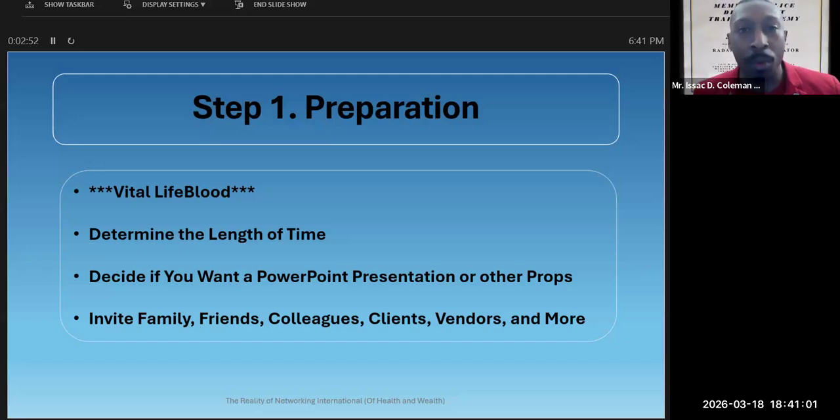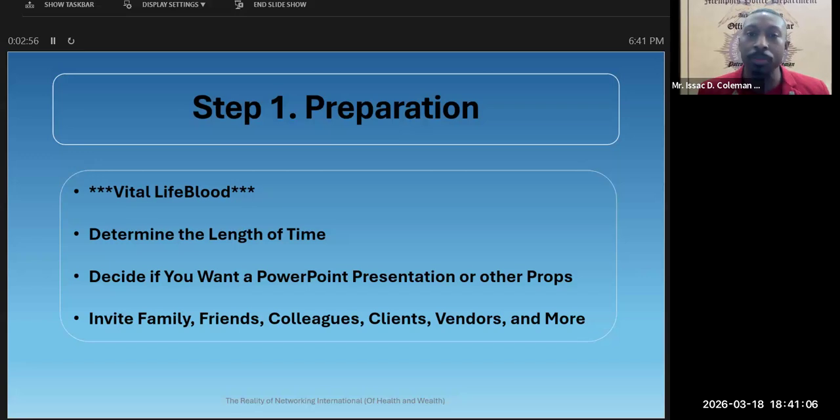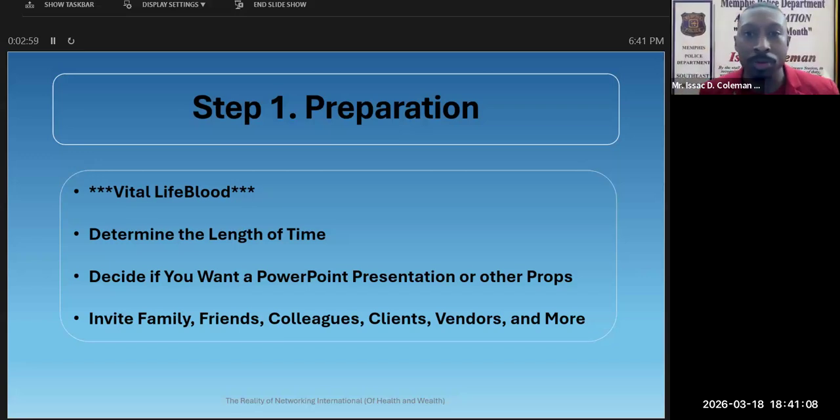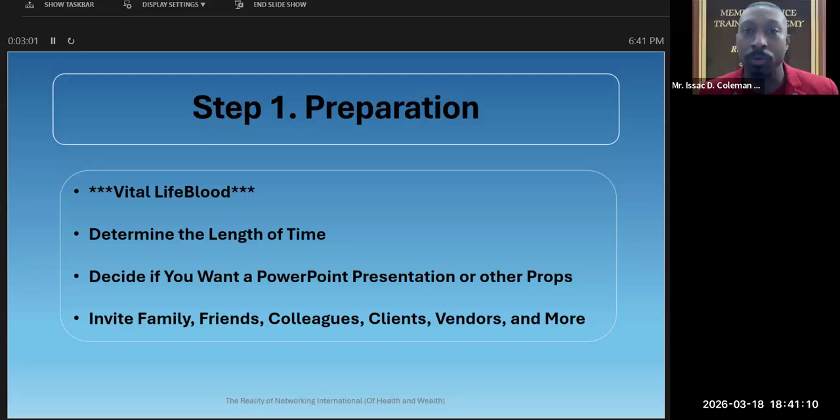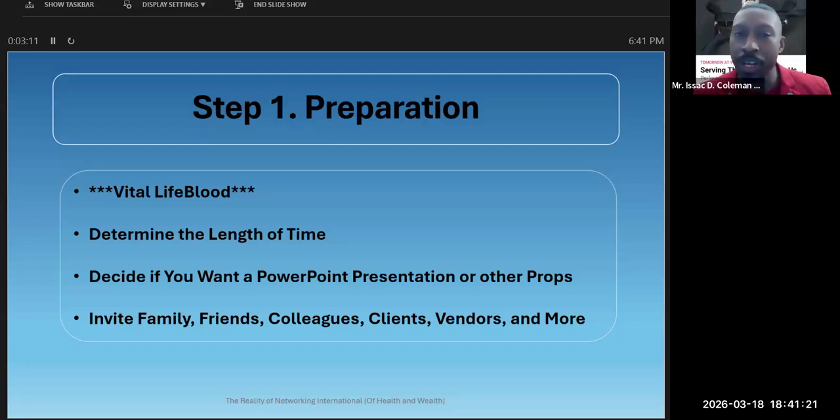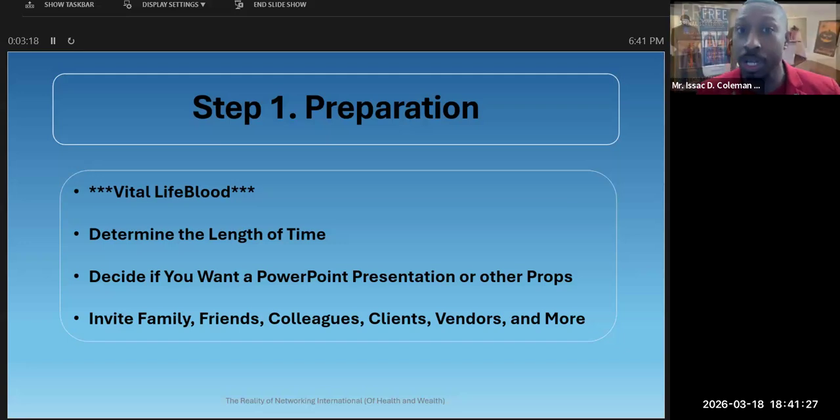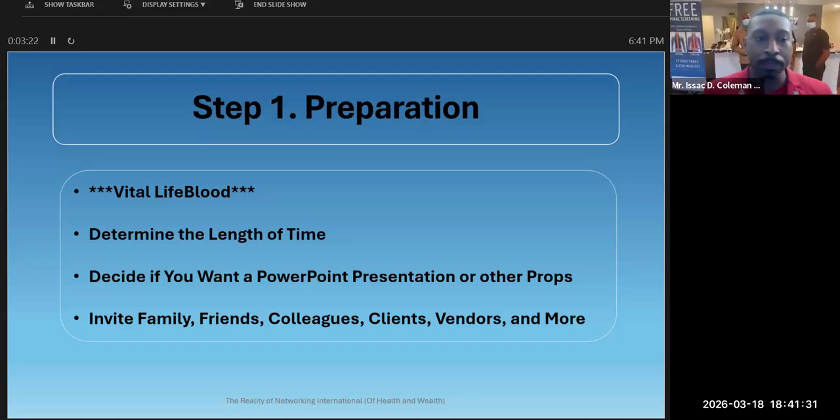Decide if you want a PowerPoint presentation or other props. This is vital because you need to have all those in a row, lined up and ready to go well before your presentation. If you're just going to stand there and talk, you don't need a PowerPoint presentation, great. You don't need access to electricity or TV. Depending on the venue or where you're going to be speaking at, you want to check ahead of time. What do they have to offer and what do you need to bring to get your presentation covered?